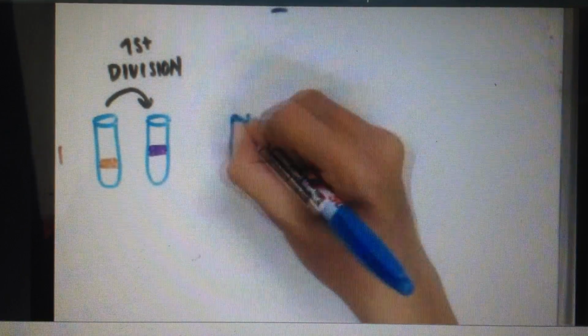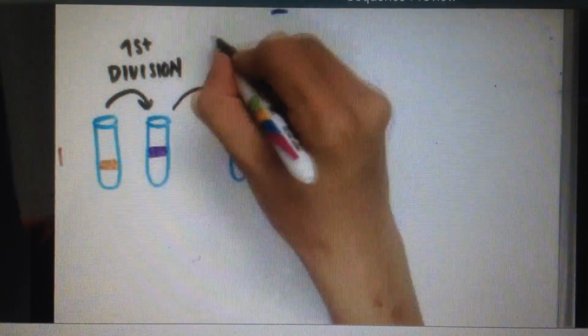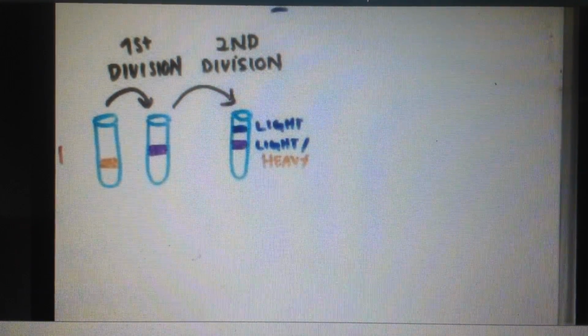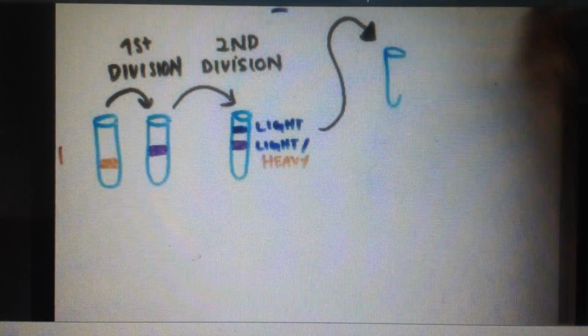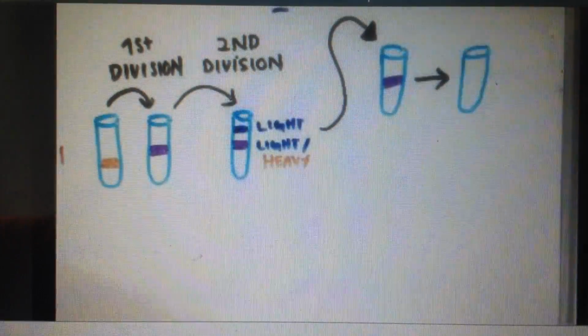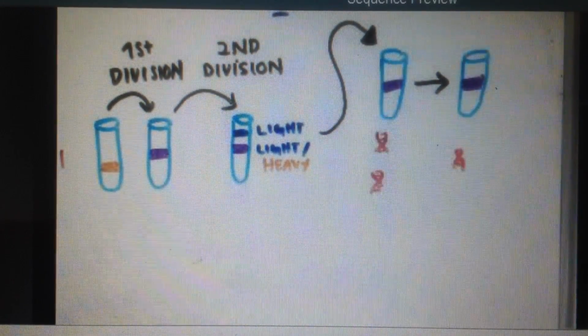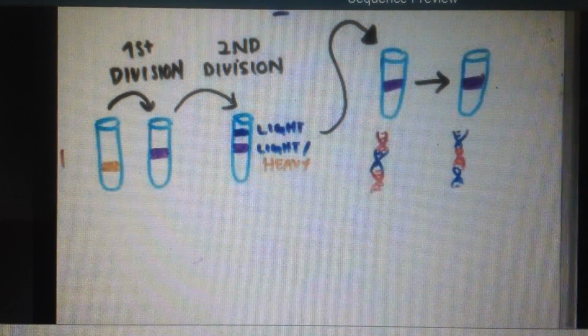After the second cell division, the DNA molecule is now either half heavy and half light, or all light. This is not in line with the dispersive DNA replication model, which would predict that the DNA molecules after 2 cell divisions will have a mixture of heavy and light DNA.